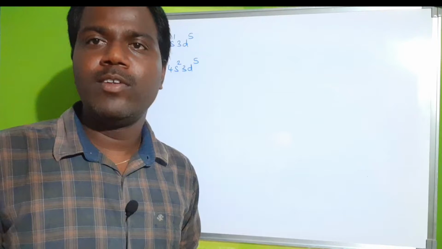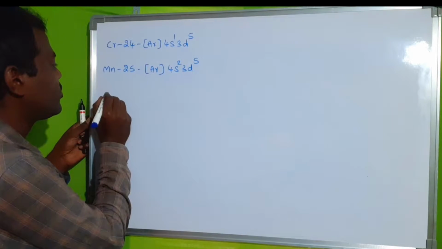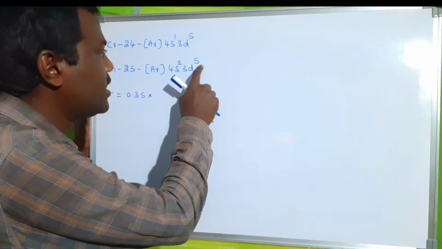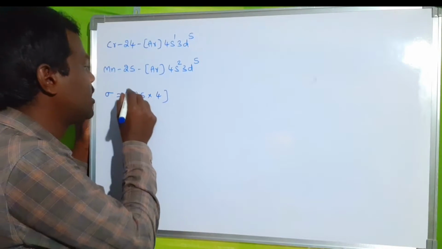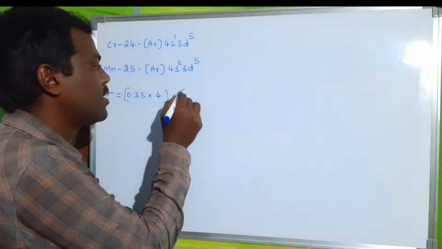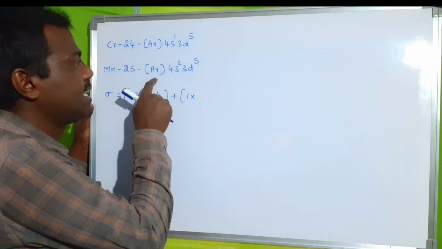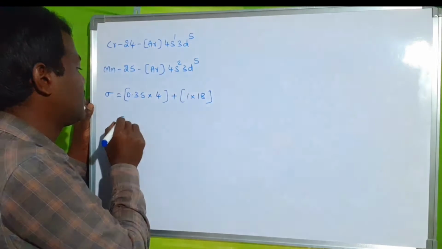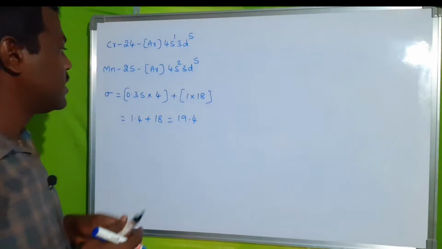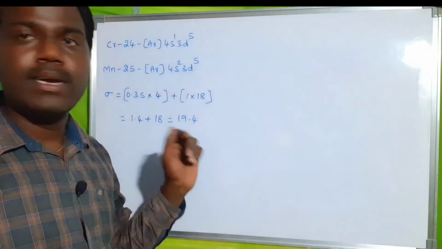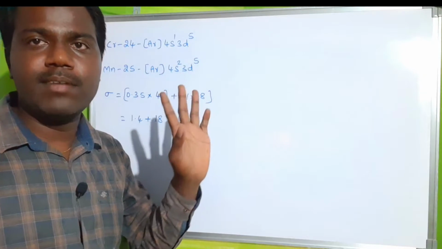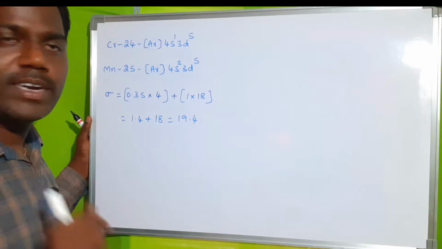Let us calculate the sigma value for chromium and manganese. Sigma is equal to 0.35 into the number of electrons in the nth shell, 5, minus 1 is there in the equation, that's why we have to take 4, plus 1 into inner shell electrons. Inner shell electrons are 18. This is 1.4 plus 18, which is equal to 19.4. This sigma value is the same for chromium and manganese because both elements contain the same number of electrons in the 3d orbital.